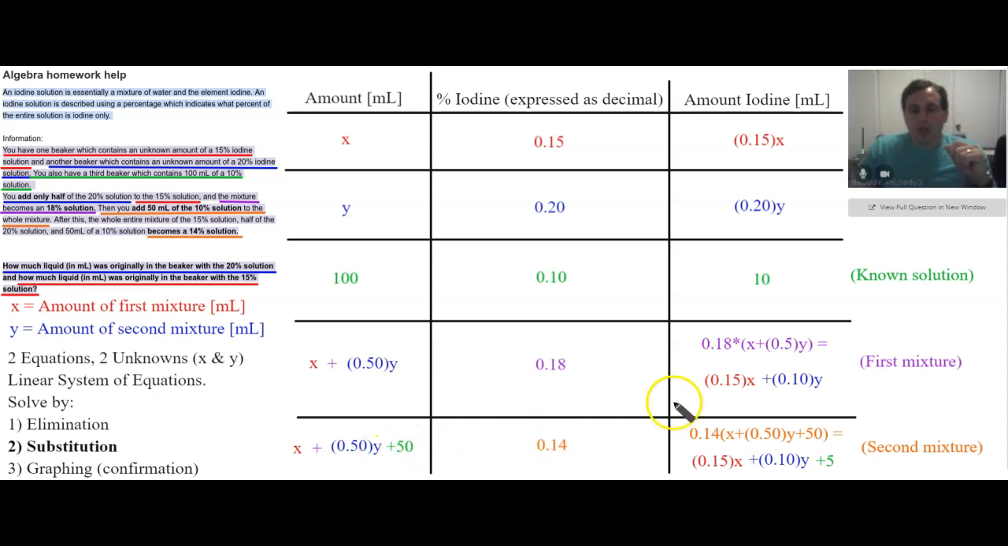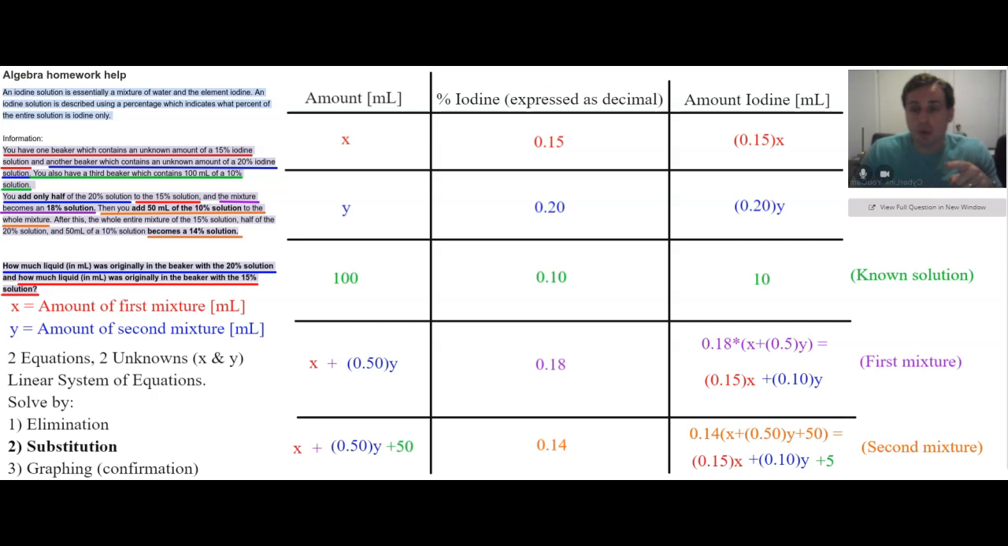Okay, so these are two equations which involve both x and y, and there's two unknowns, so we call this a linear system of equations. You can solve this by elimination, substitution, or graphing. I will show the solution to this by substitution. We'll confirm it by graphing.